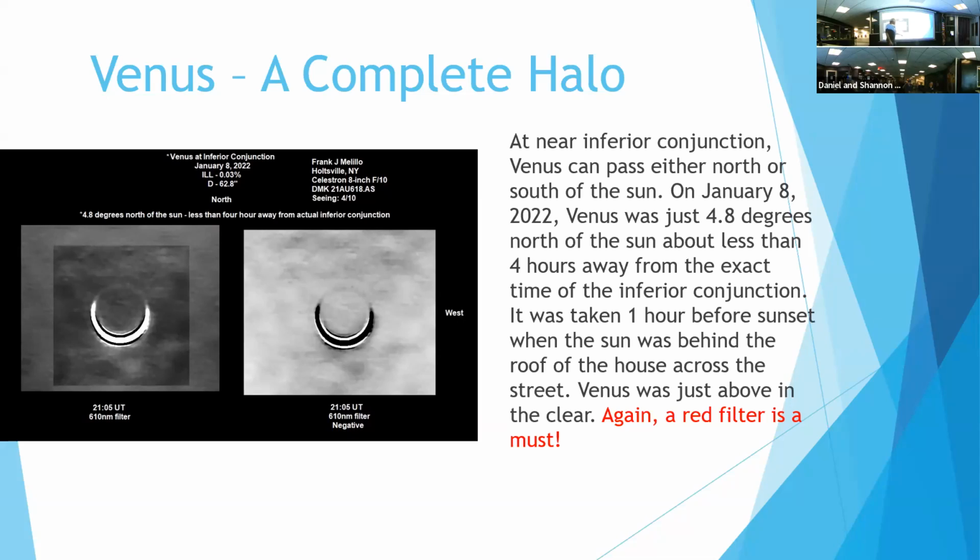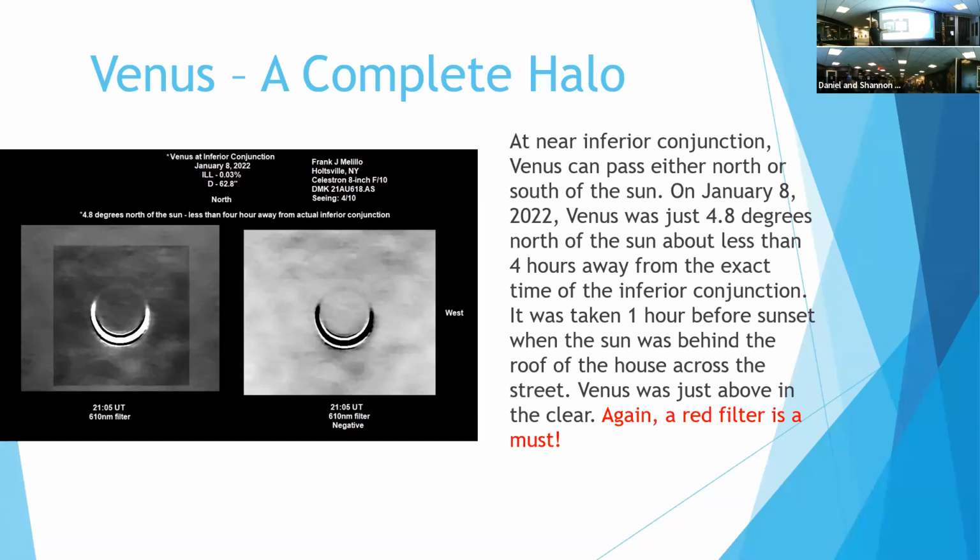Again, the red filter is not used. So this is about 4 hours before inferior conjunction. Venus was 4.8 degrees north of the sun, and look at the crescent here. This is overexposure. The crescent actually is very, very thin, like a hairline. But I overexposed because I had a chance to capture the halo right here. Now, this is the atmospheric scattering from the far side of the limb. This is the very high upper atmosphere of Venus scattering the sunlight.